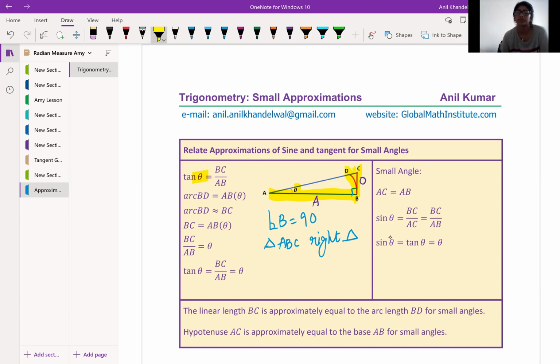What is arc length? You just learned arc length is R times theta. R here becomes AB. So AB times theta is the arc length BD, because the radius for this arc is the distance A to B. That means this arc length BD is the same as BC. So AB theta is basically equal to the opposite side BC. Now, what is the ratio BC by AB? Just divide BC by AB, you get theta. That really means that tan theta, which is BC over AB, is approximately equal to theta when angle theta is very small. Do you see that?